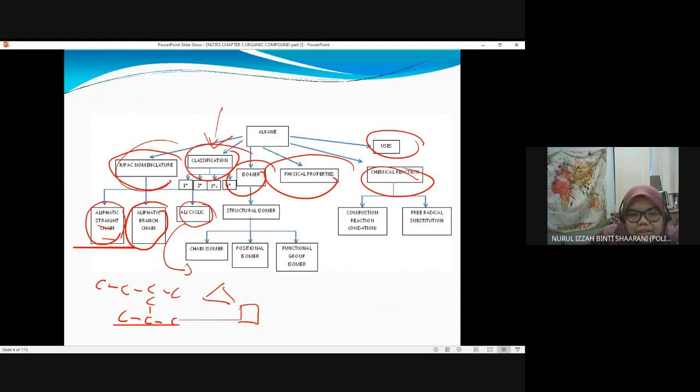Okay, and then classification, okay, primary, secondary, tertiary, quaternary. And then for the isomer, so the isomer yang terlibat dengan alkane compound is the structural isomerism. Okay, so structural isomerism. Nanti kita tengok lah, structural isomerism ni ada tiga jenis pula. So ada chain, positional and also functional group, okay.